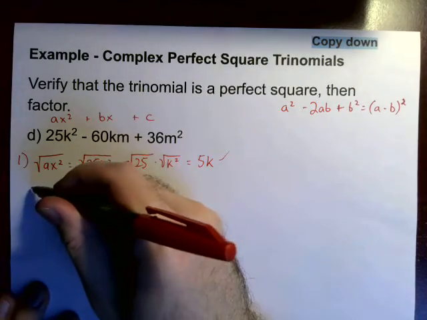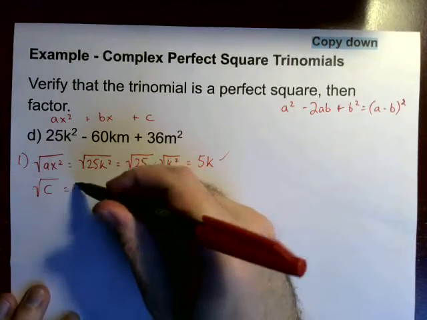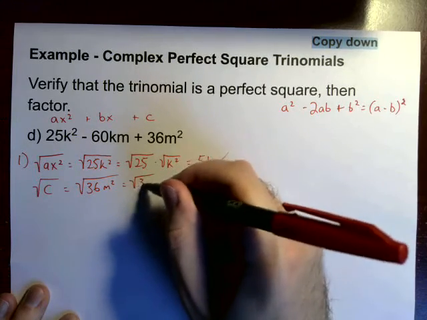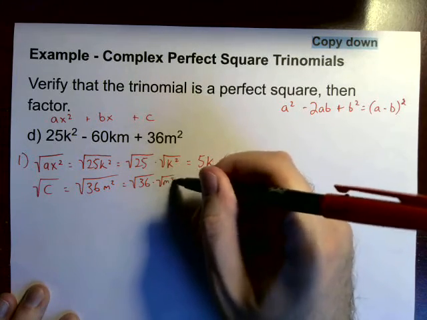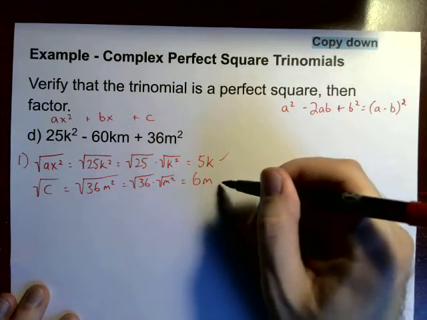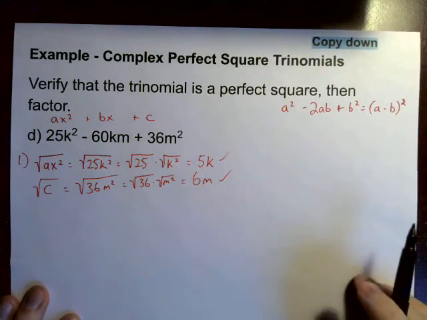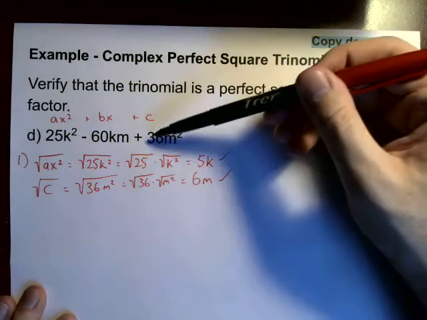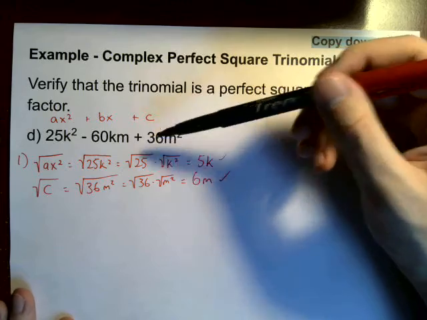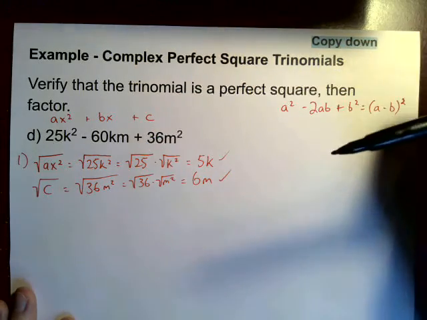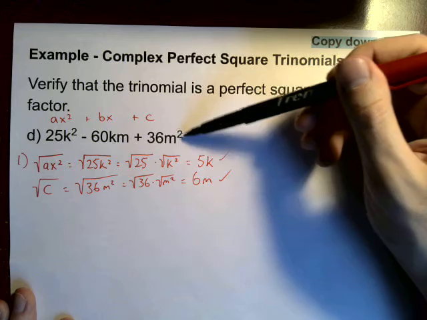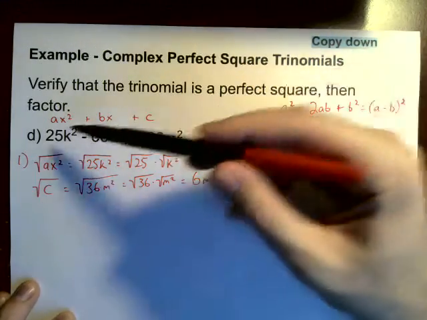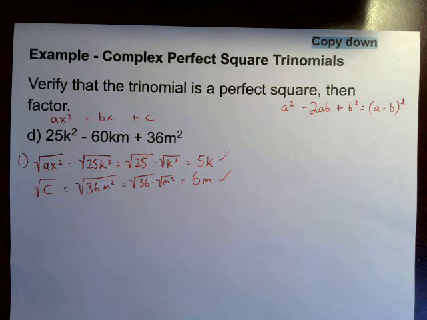And then let's try the other one. The square root of c is the square root of 36m squared, or the square root of 36 times the square root of m squared, and that's just going to be 6m. So that's another perfect square. Again, this was just our proof. You could also do this by inspection. 36, is that a perfect square? Yes, it is. 6 squared equals 36. And the variable has an even degree because it's 2. So we've proven that those are both perfect squares.